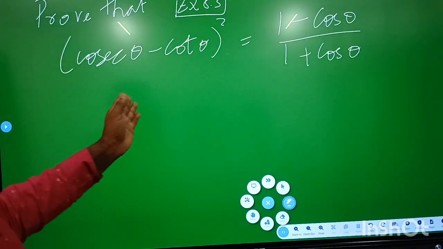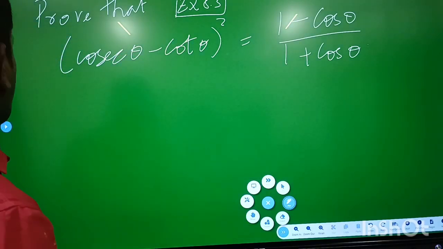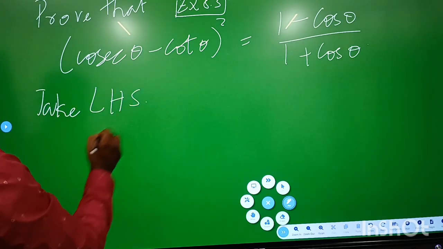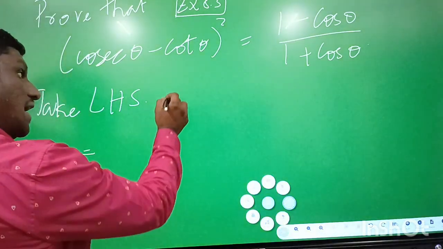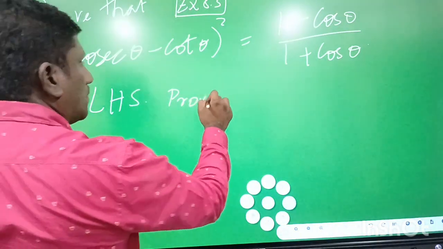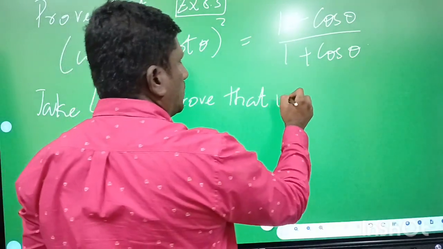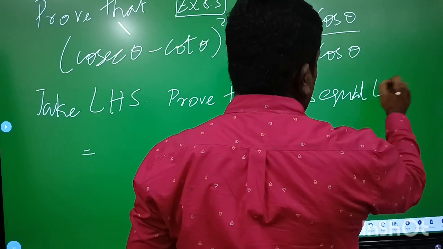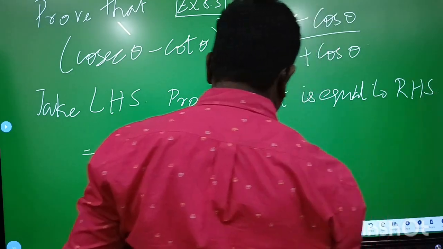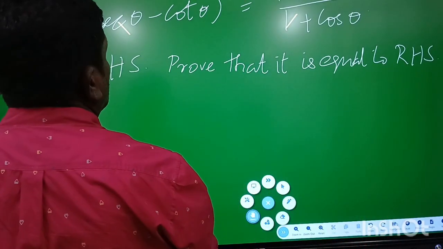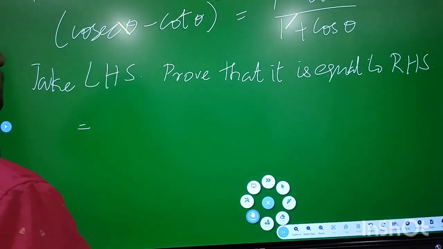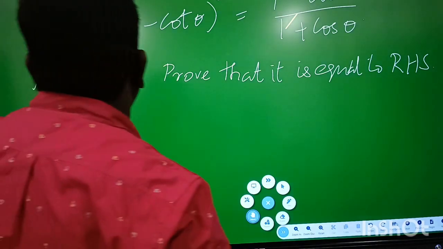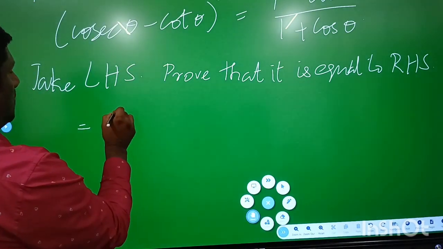So now we have to prove the left hand side is equal to right hand side. Let us take the LHS and solve, and prove that it is equal to the RHS. Let us do it. (1 plus cosecant square theta minus cot square theta) is equal to (1 minus cos theta) by (1 plus cos theta). So let me expand this here.